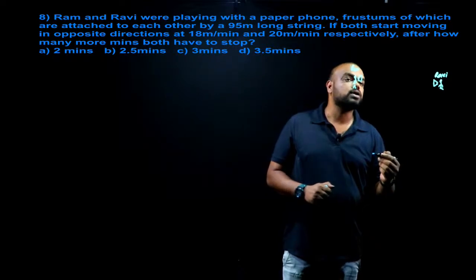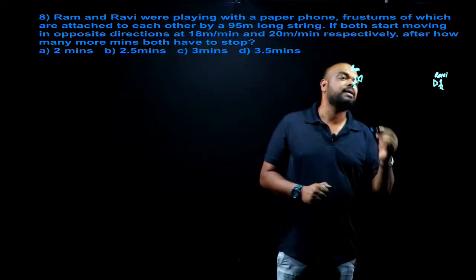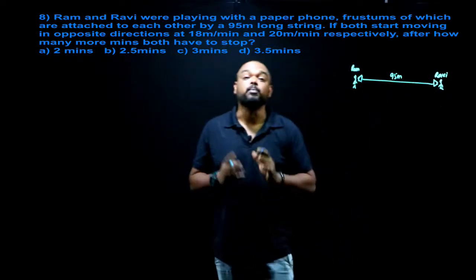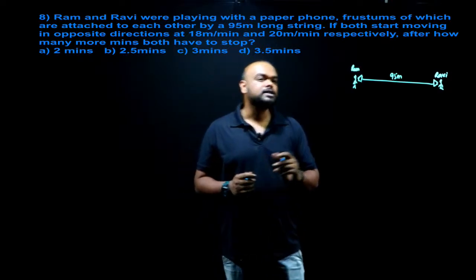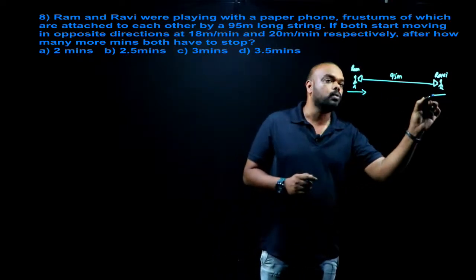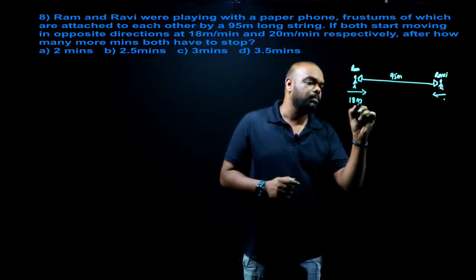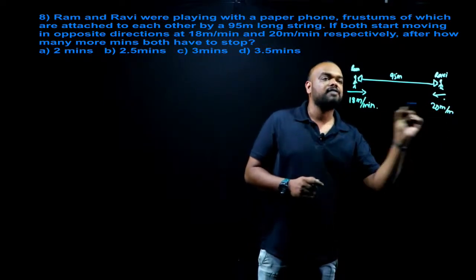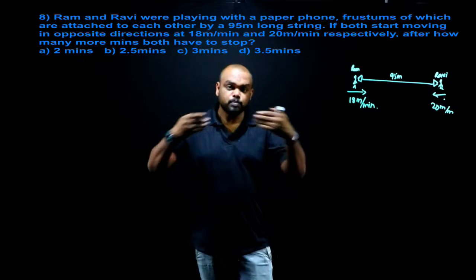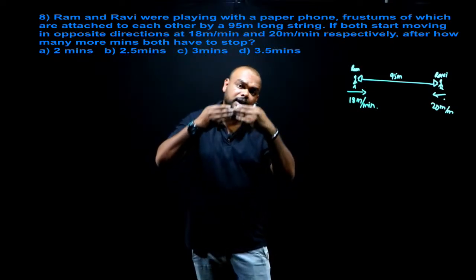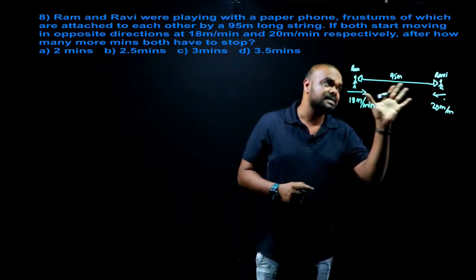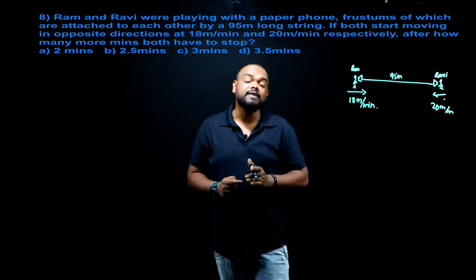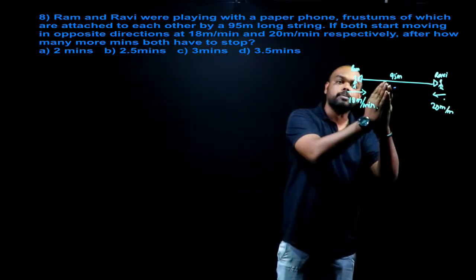So the frustums of both are attached to each other by a 95-meter long string. Here there is a 95-meter long string attached to the frustums of both the paper phones. What is happening? If both start moving towards each other at speeds of 18 meters per minute and 20 meters per minute, after how many minutes do both have to stop? It means both have to meet. They will stop only when they meet, guys. So we need the time taken to meet. This is the representation. Next, approach. What do we want in the question? Time. After how many minutes they will have to stop means how long they will take to meet each other. So we need time.